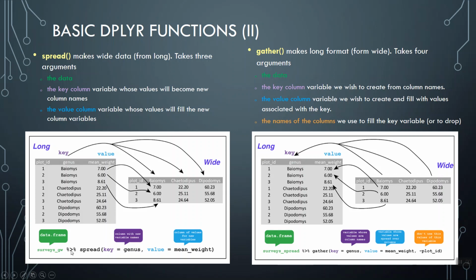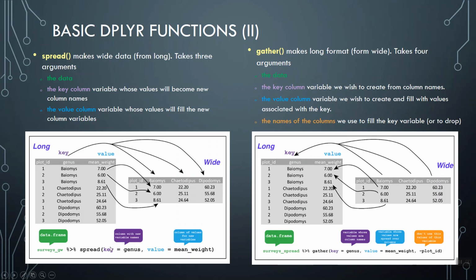So we take the data frame, then we want to spread our data from the long format to the wide format. So we want to spread it. And we are going to have a key column that is the variable whose values will become new column names. So we're taking them from here, and all this is going to become a column name. So that variable is the one that is going to be the key. And then we are going to have another argument here that is value. And value is the column variable whose values will fill the new column variables.